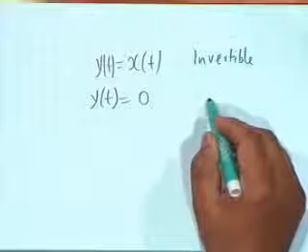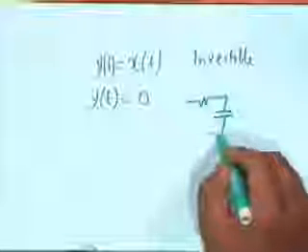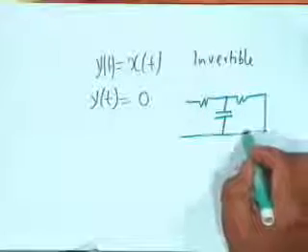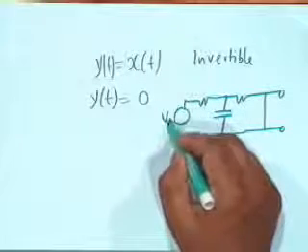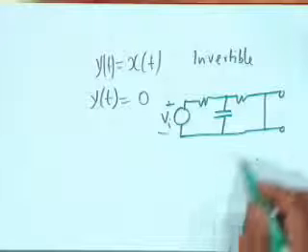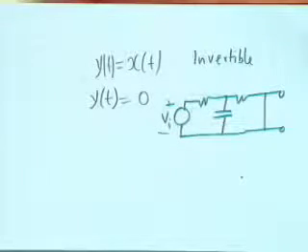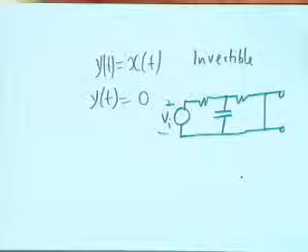Typically, it may be a circuit like this, and this is what you are measuring, the voltage across this, and you have an input voltage here. Well, from this output, you cannot guess what the input is, because whatever the input is, you shall always measure a 0 voltage.